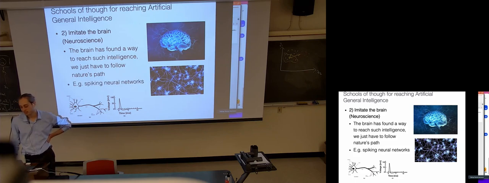Spiking neural networks are a great example of that, where you have neural networks that model how neurons work much more accurately by modeling the action potentials of these neurons.